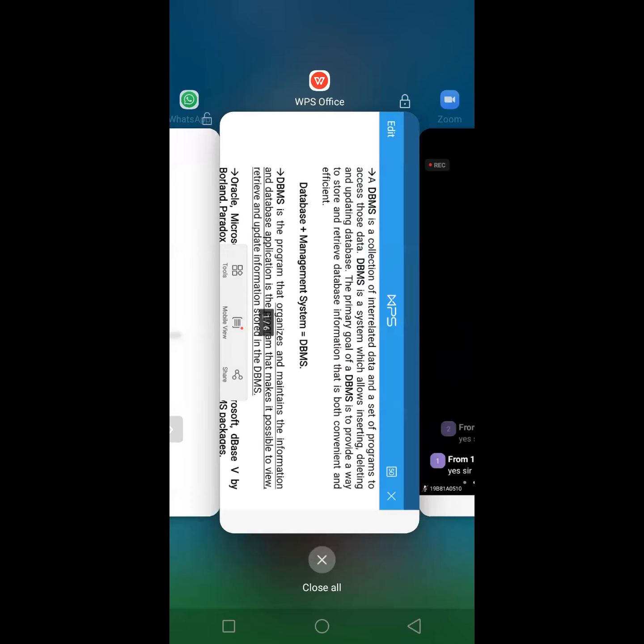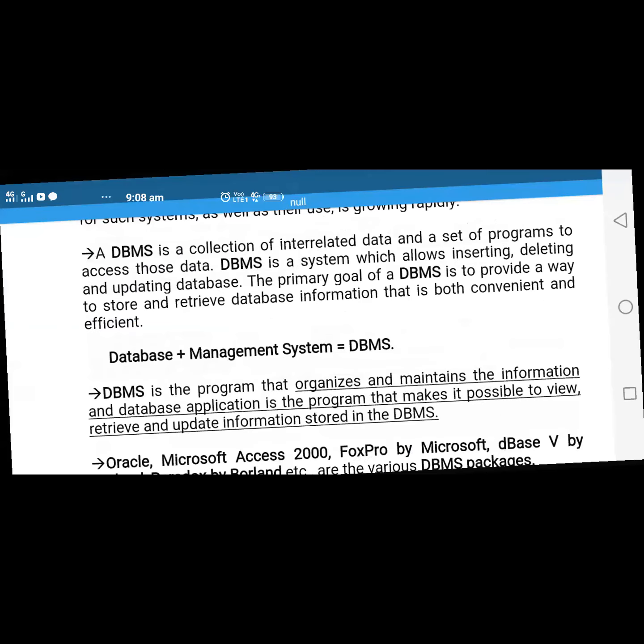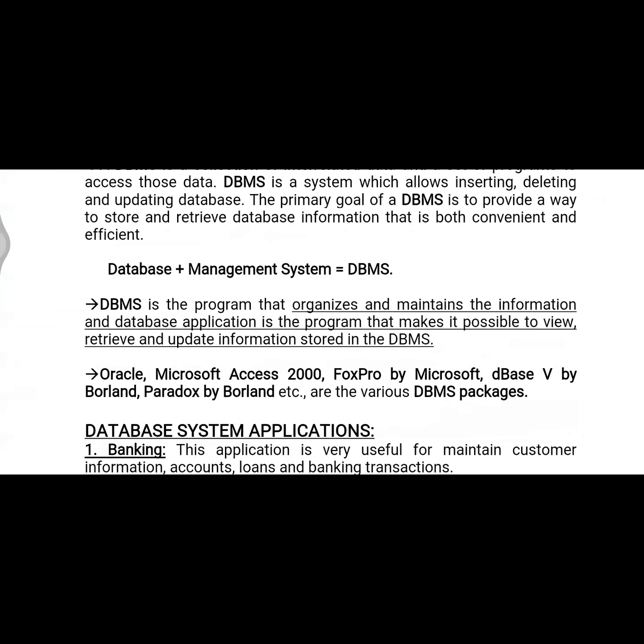In the last class we also discussed what a DBMS is. I think we are already doing some practice in the lab session, and I'm giving some YouTube links in our group. So better you try to watch those types of videos, whatever I'm providing in the group link. Why? Because those are the practice sessions.